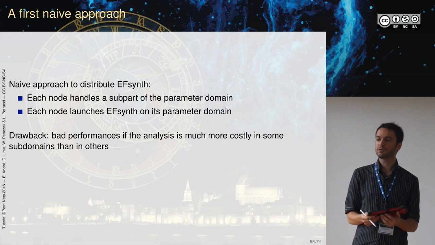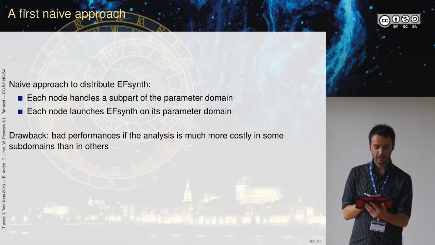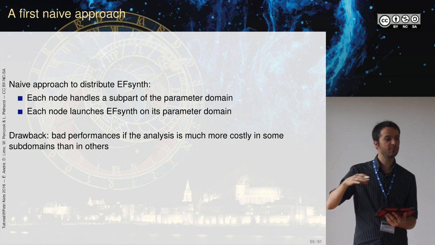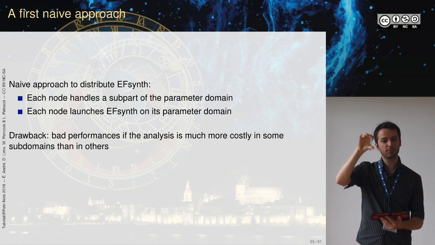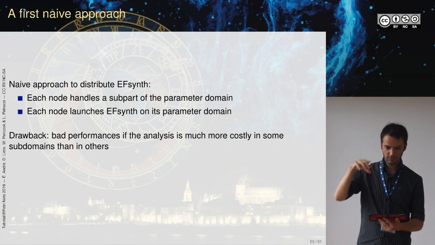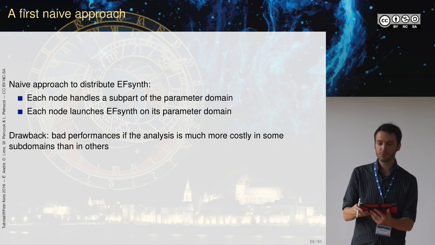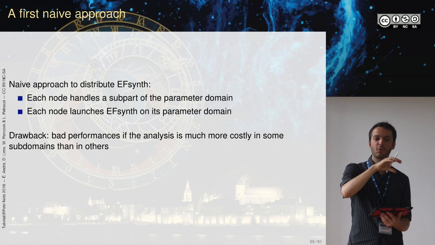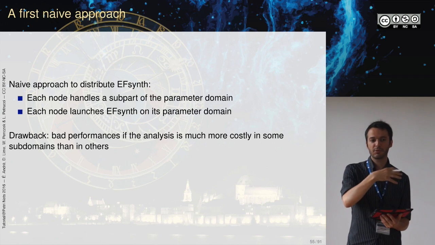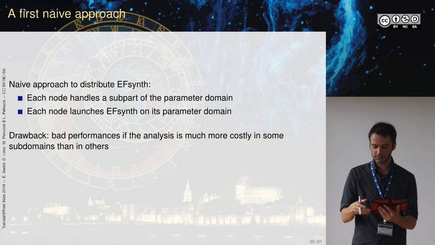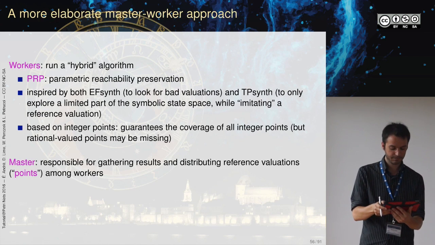A first naive approach to get a distribution of the EFsynth algorithm would be to have a bounded parameter domain. So we put bounds on all the parameters, and we cut our domain into small parts. And then we give each computer its own domain to compute. A drawback is that if some of the parameter subdomains require much more analysis time than others, then some nodes will have a large workload, whereas others will be very fast and will be idle after a very short time.